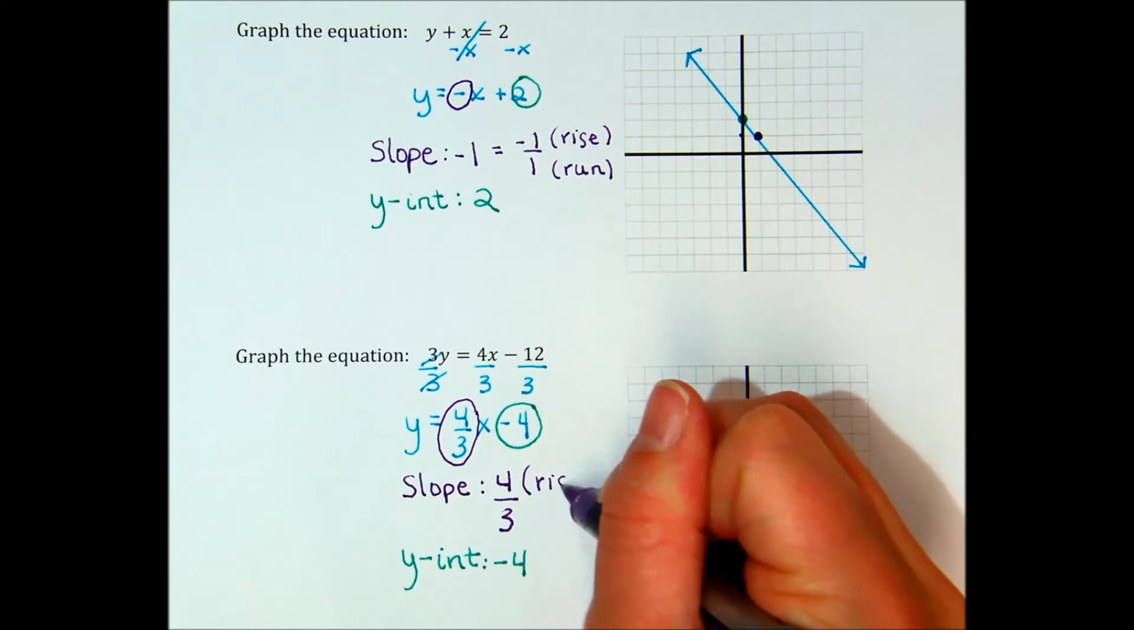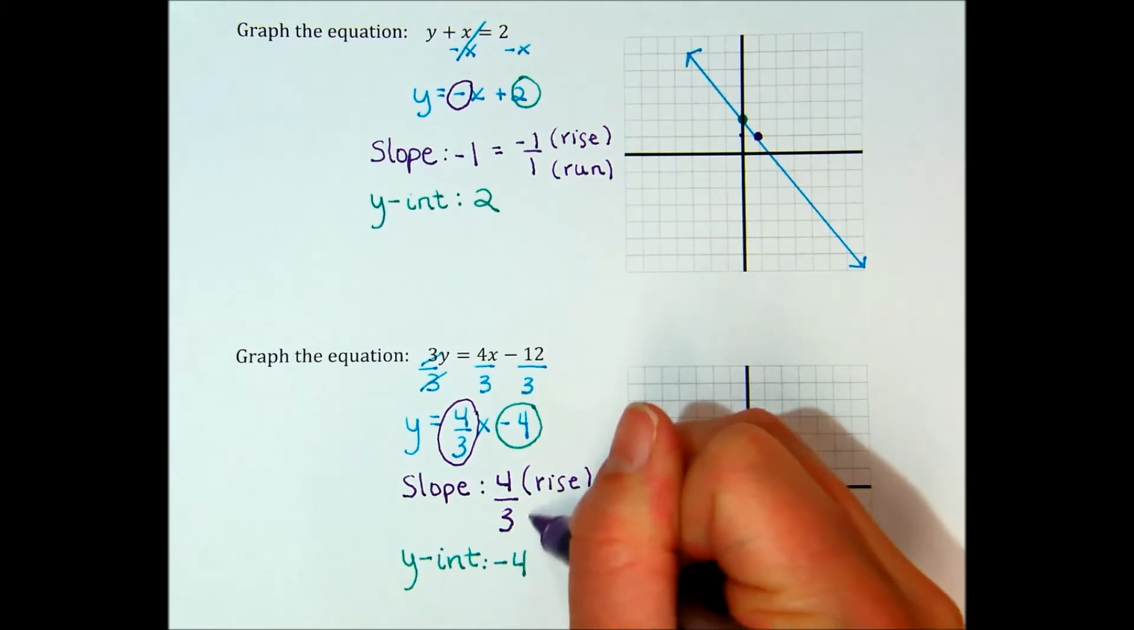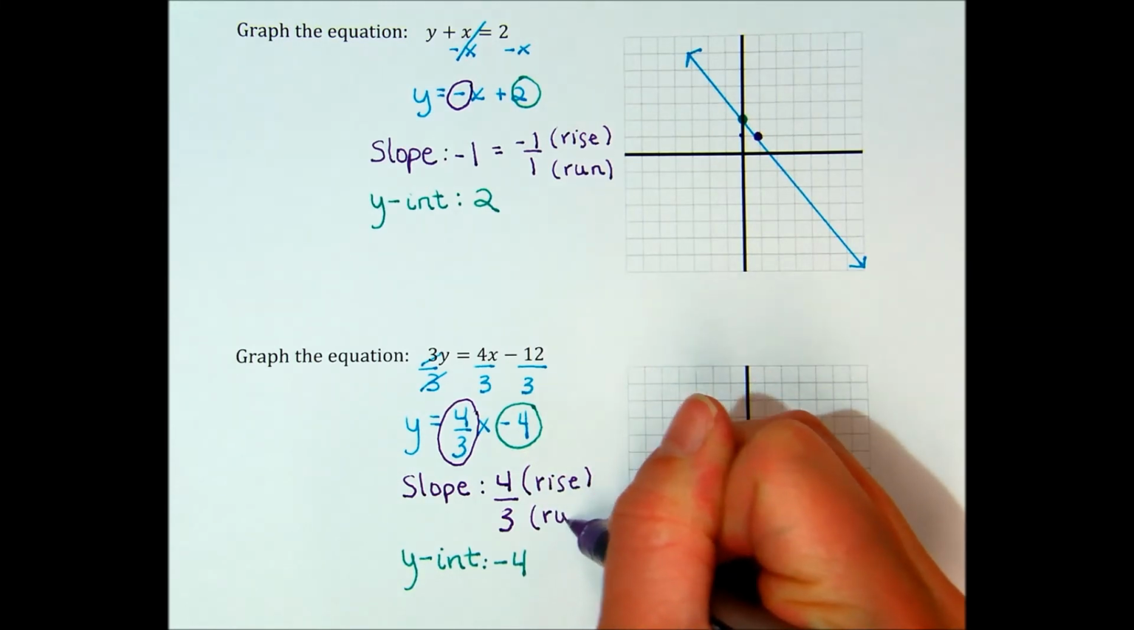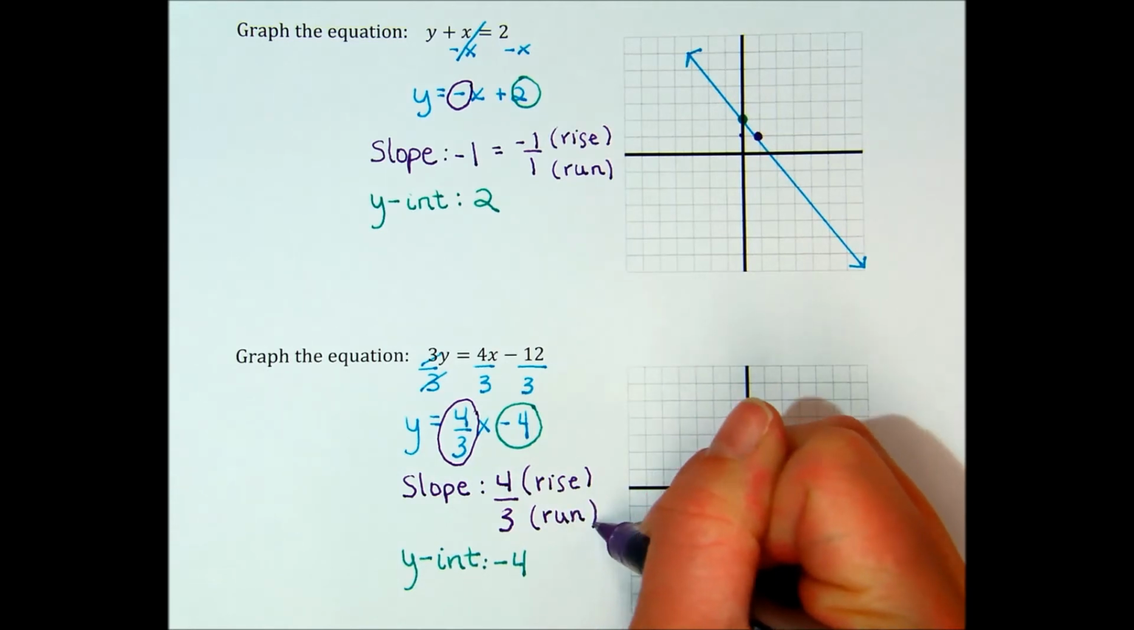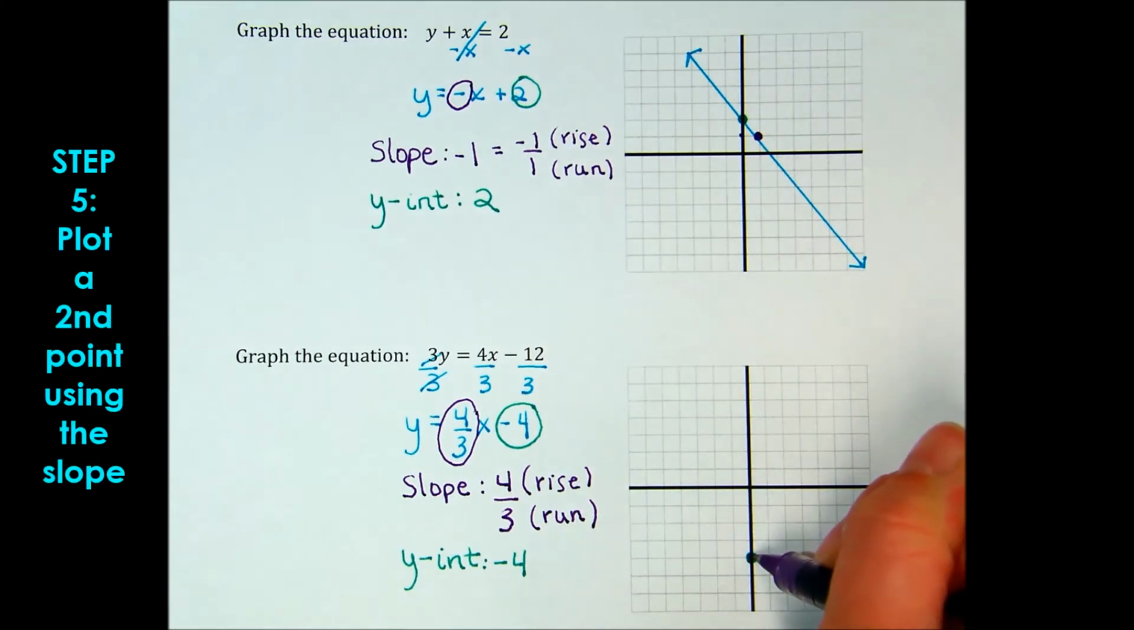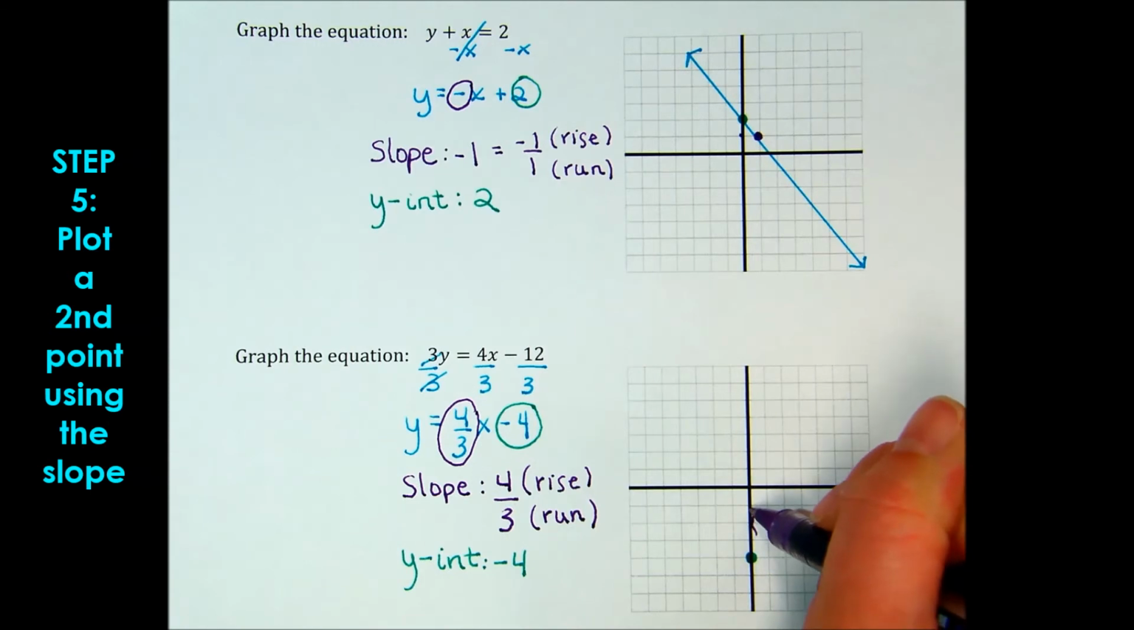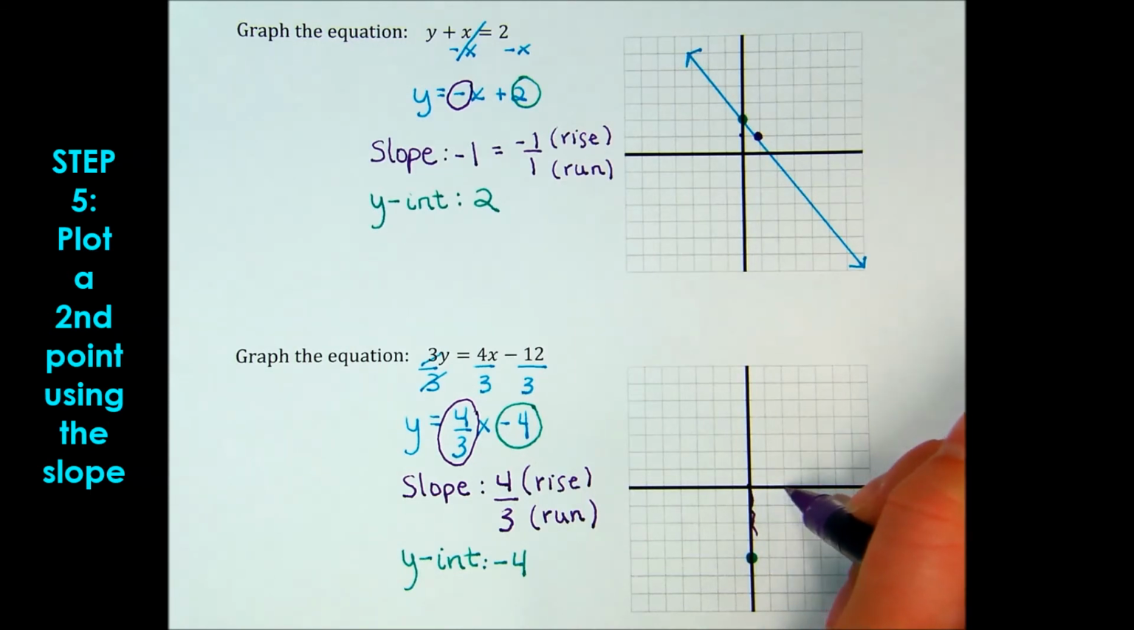The 4 on the top represents the rise, so that will tell me how to move, whether it's up or down. The 3 on the bottom represents the run, so that will tell me how to move, whether it's left or right. From my y-intercept, I will move up 4 and to the right 3 units, plotting my second point.